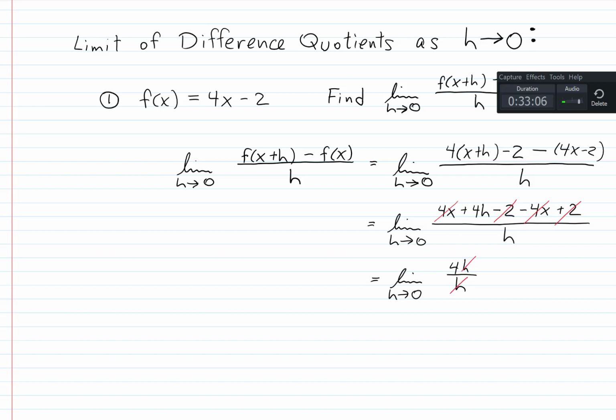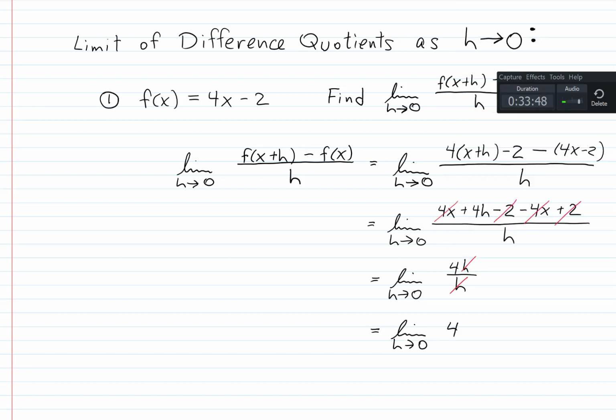And then the h's will cancel. So it is the limit of 4 as h approaches 0. Now that might seem weird to you because there's no h's, is there? But that doesn't change anything. Listen to the question. I'm asking, does the number 4 approach a certain value as h approaches 0? Well, wouldn't it be approaching the number 4? Isn't that what the number 4 approaches?